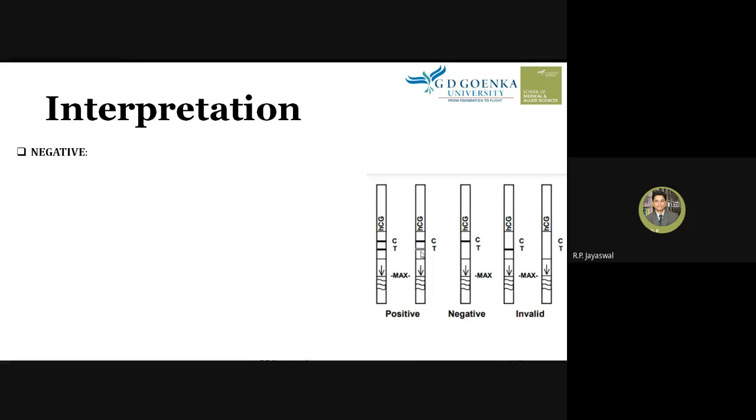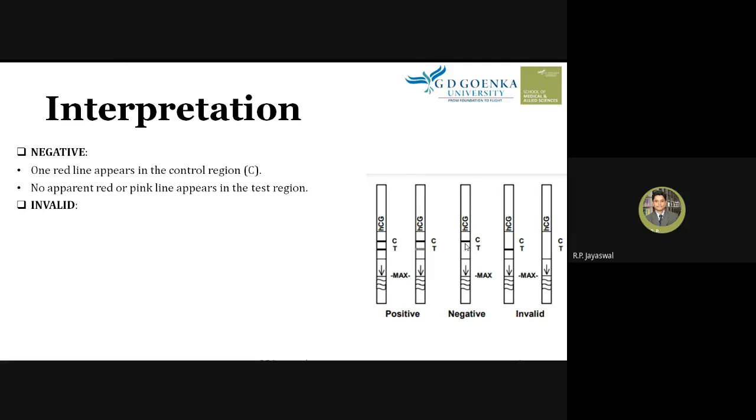Now, a negative sample. How can we consider a test negative? One red line appears in the control region. So this is the image. We can see that there is only one line, which appears in the control region, the C region. In the test region, there is no line. No apparent red or pink line appears in the test region. So the test region has no line, no red or pink lines. Okay, so here we can give the negative result.